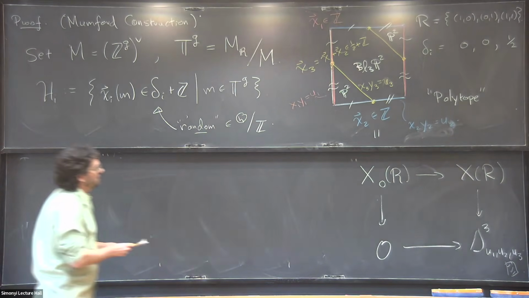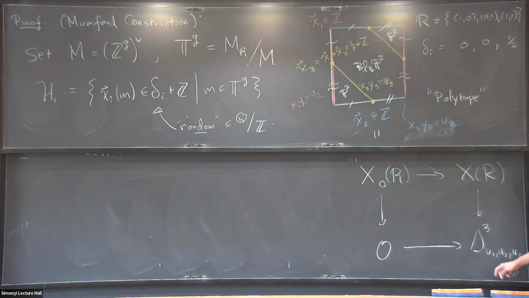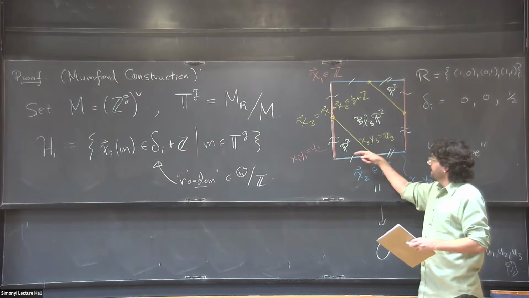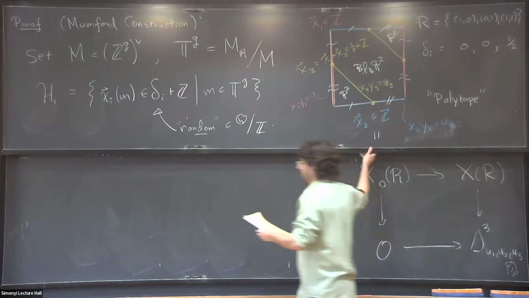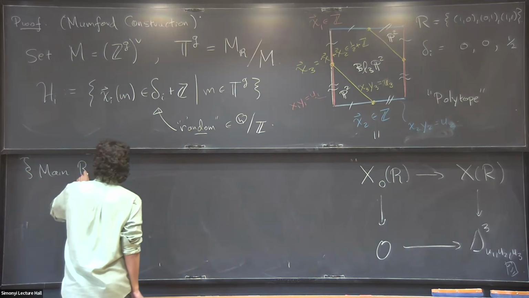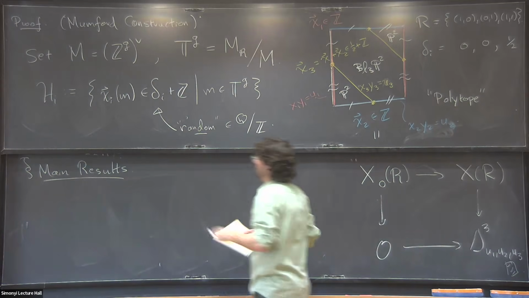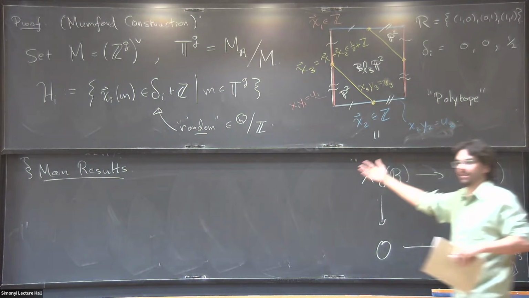Okay, so the key point here is that as you deform u1, u2, or u3 away from 0, either the red, the yellow, or the blue double loci smooth. Okay, so let me state now the main results. Oh, and maybe I'll just, in words, give a name to this. We'll call this a matroidal degeneration associated to the matroid R.